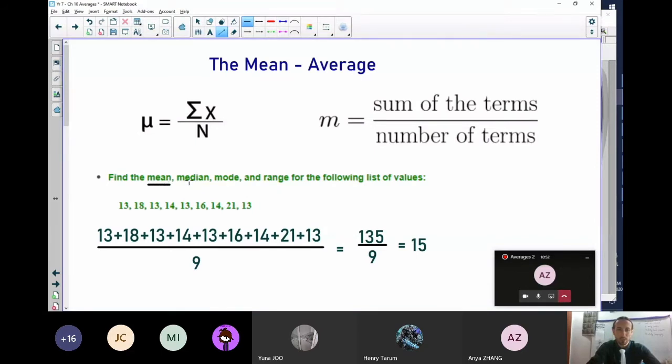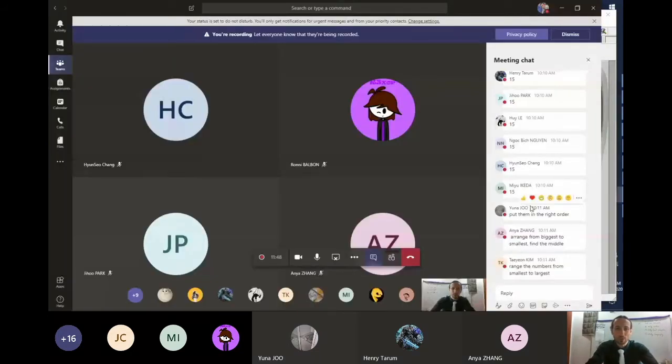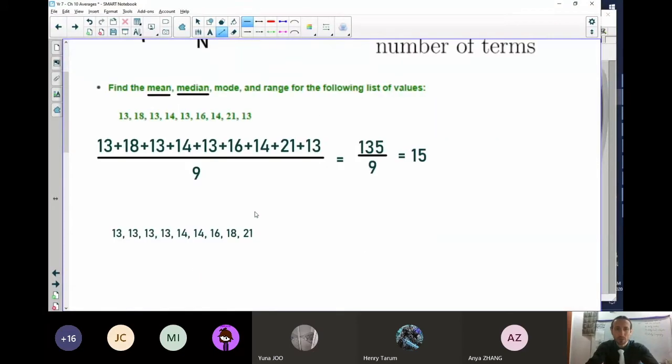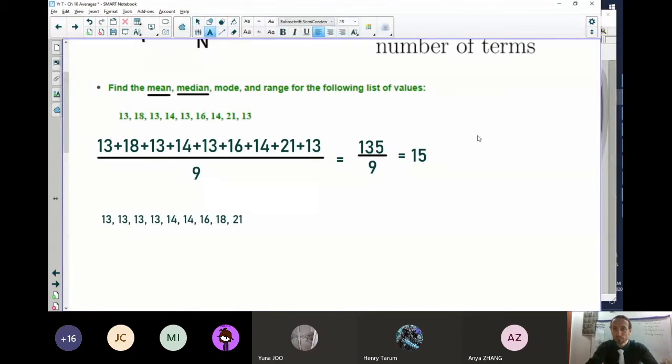Now, can we remember the median? To figure out the median, can you type in the meeting chat what you need to do? What's the first thing that I need to do to these numbers to figure out the median? So yeah, we need to take these numbers and rearrange them from smallest to largest. And that's what we've done here, okay? So the median, now I might just type in here, this is our mean, and we'll make that nice, pretty bright color.